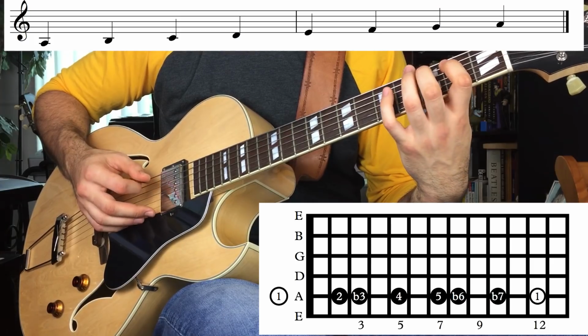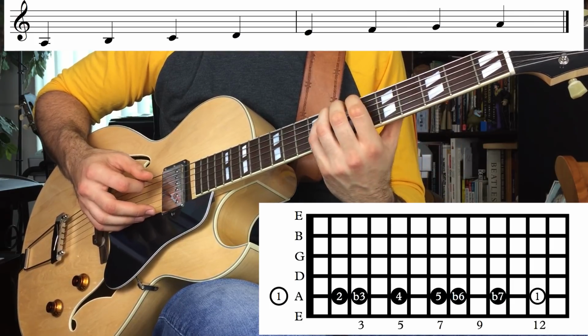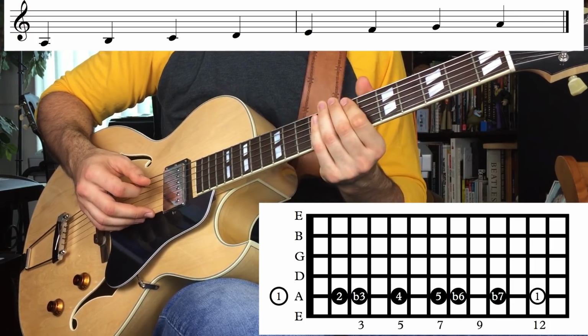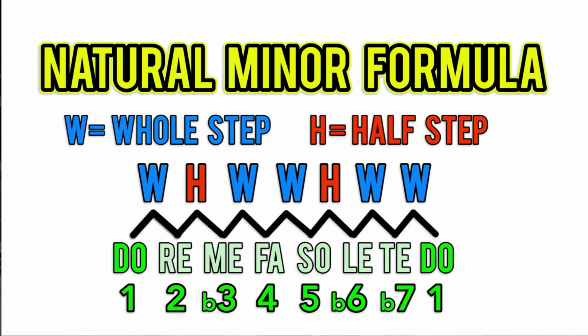Now that we're treating the 6th note in the scale as do, we get the following syllables: do, re, me, fa, sol, le, te, and do. I'm gonna lay these notes out on the guitar for you as well. This is called the natural minor scale. The distance between each of the notes in this scale is whole step, half step, whole step, whole step, half step, whole step, whole step. This gives us the scale degrees of 1, 2, flat 3, 4, 5, flat 6, flat 7, and 1.